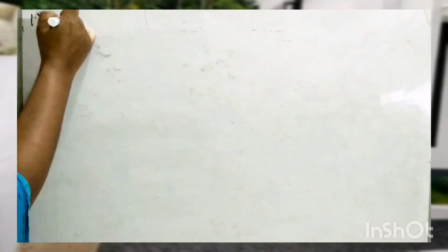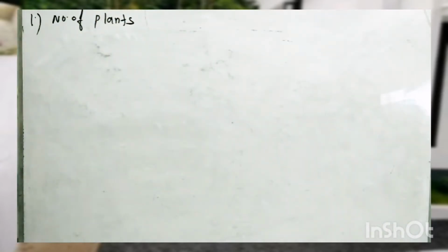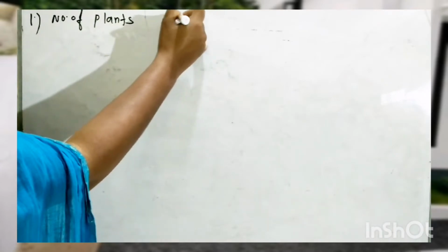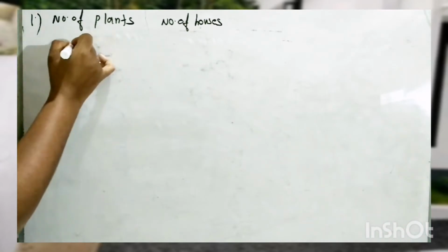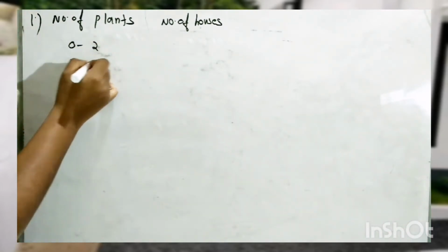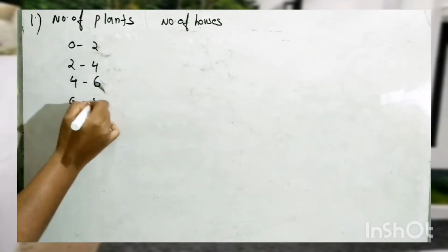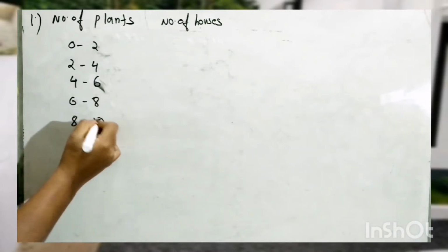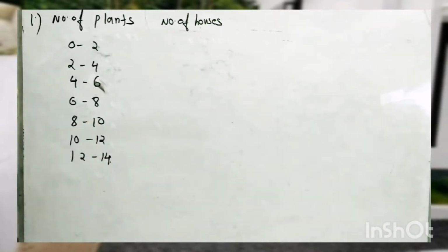Okay, one table is given. Which method did you use for finding the mean and why? That is our question. The given information: number of plants and number of houses. Number of plants: 0 to 2, 2 to 4, 4 to 6, 6 to 8, 8 to 10, 10 to 12, 12 to 14.